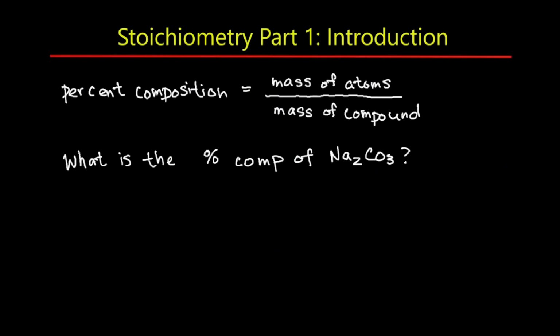The last thing I wanted to talk about in this video is percentage composition. Percent composition of a substance is the percent by mass of each of the constituent atoms of a compound. So percentage composition would be the mass of the atoms divided by the mass of the compound. An example question we have would be, what is the percent composition of Na2CO3? Well, first, we assume that there is 1 mole of the compound. And then we find the molar mass of Na2CO3, the mass of 2 moles of Na, 1 mole of C, and 3 moles of O.